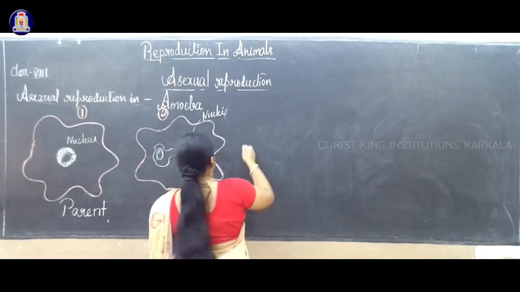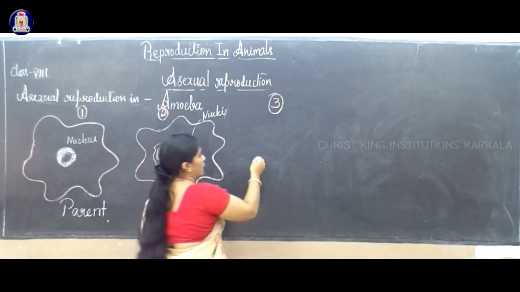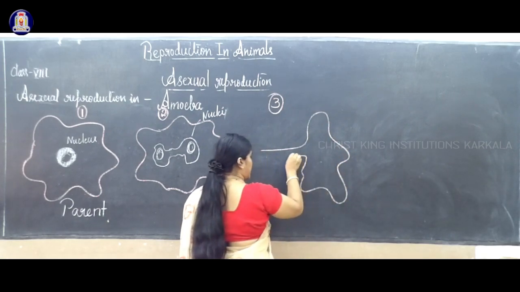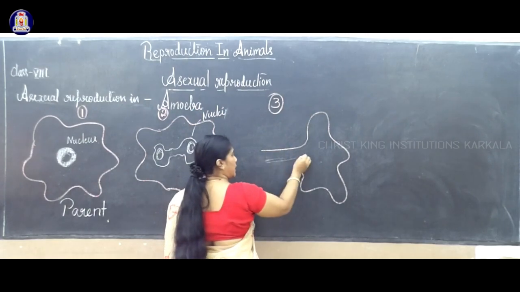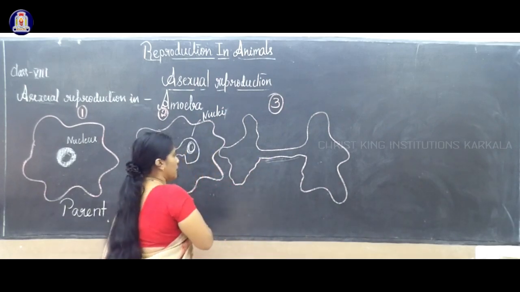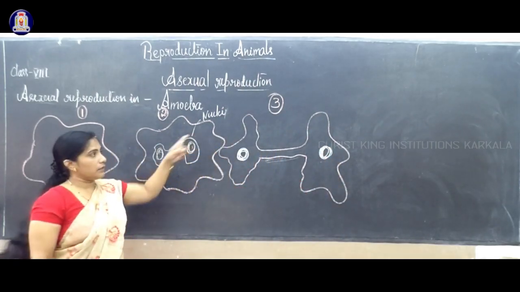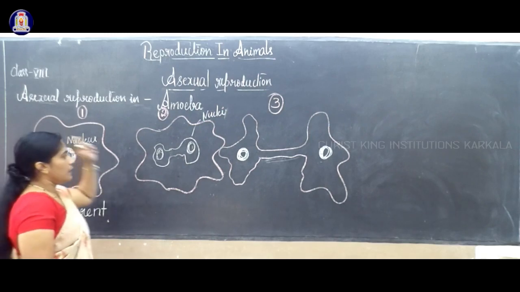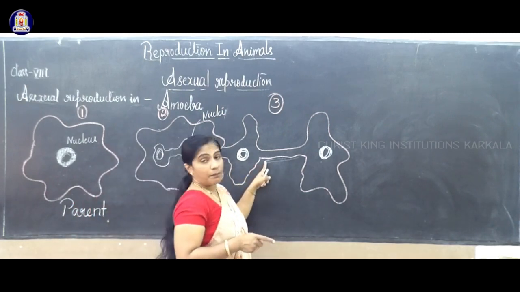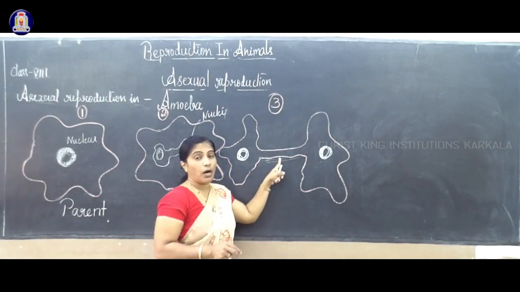Now in the third stage, keep in your mind, in the amoeba cell, a deep constriction, a deep groove, will appear, with the nuclei. This is the third stage. First stage, individual parent. Second stage, the nucleus starts to divide into two nuclei. Then the two nuclei separate towards each part of the organism with a deep groove or constriction.